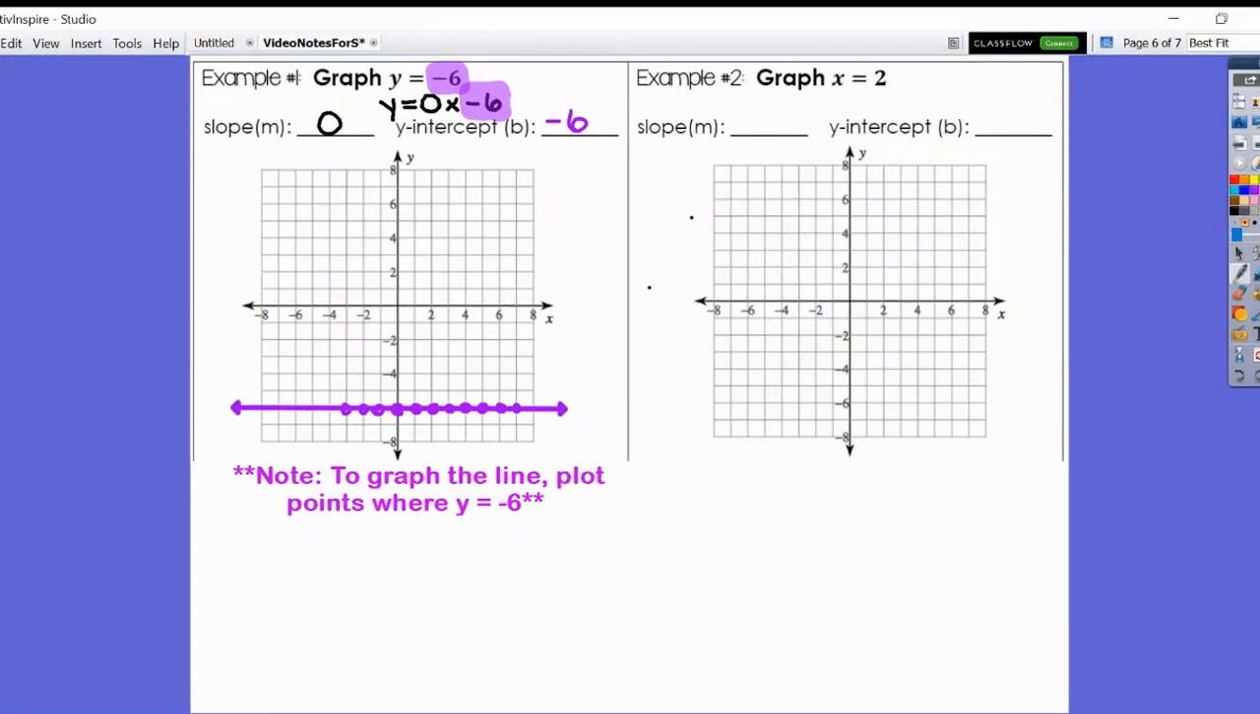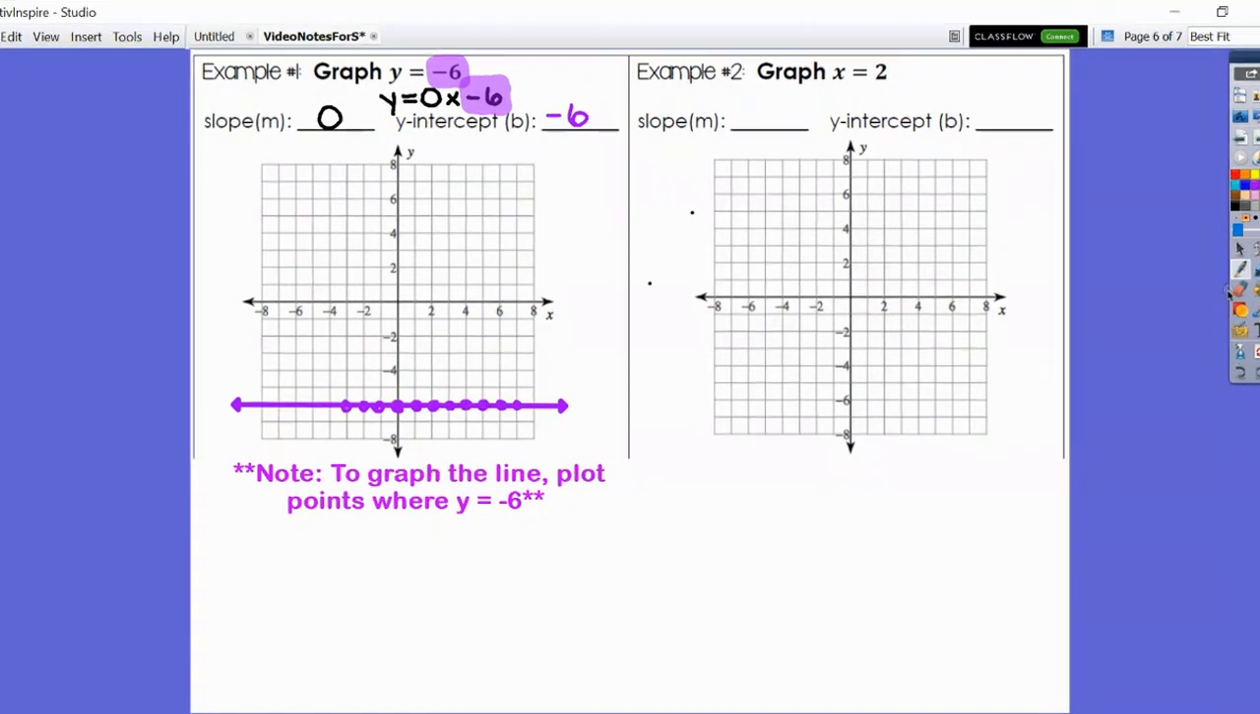To help me to remember how to graph this line, I like to recall that I want to look for points where y equals -6. The x value can change, but the y value must always be -6. That's going to kind of help me remember how to graph this one.